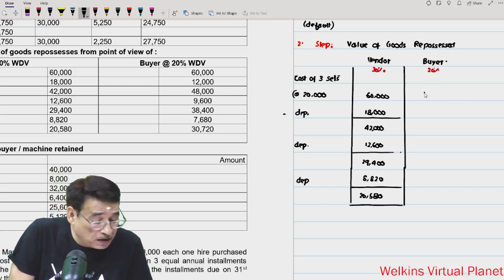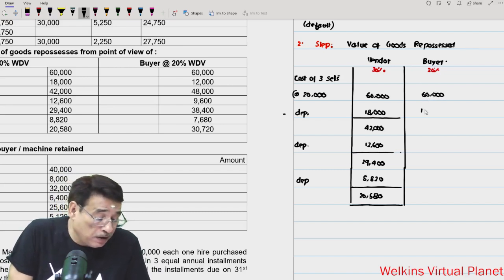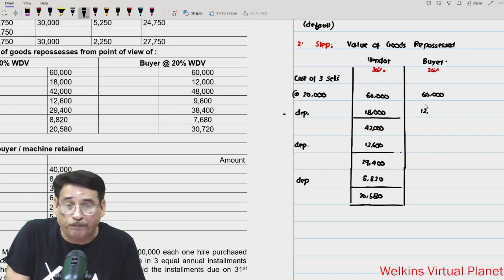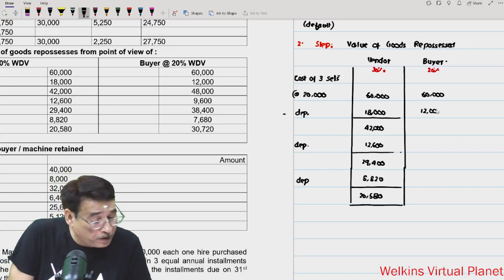Cost price was 60,000, obviously three sets. Now buyer's rate of depreciation is 20%. So buyer is going to apply 20%. So in view of buyer, we will see that the value of these three sets at the end of the first year is this much.